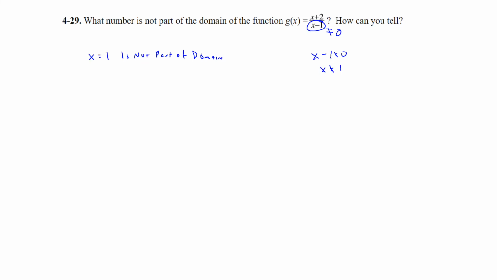And then how can we tell? Because the denominator cannot equal 0, because we can't divide by 0.